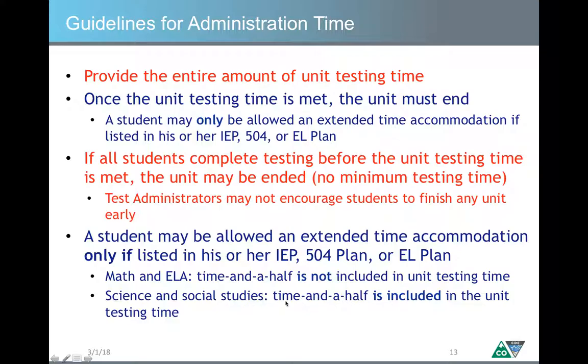In science and social studies, time and a half is actually included in the unit. So if a student just needs that extra time and a half, all students have time and a half, and they can be in the classroom with everyone else. However, if a student needs more than time and a half, let's say a student has written in their IEP, 504, or ELL plan that they need double time, then they will need to be in a separate testing environment.